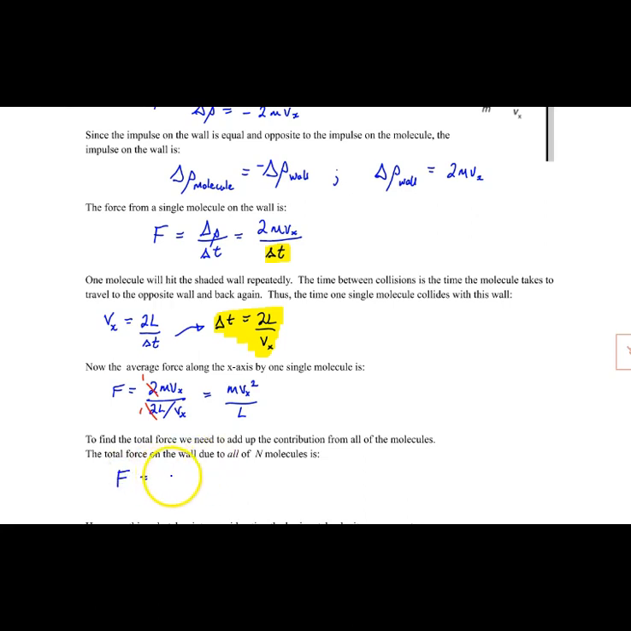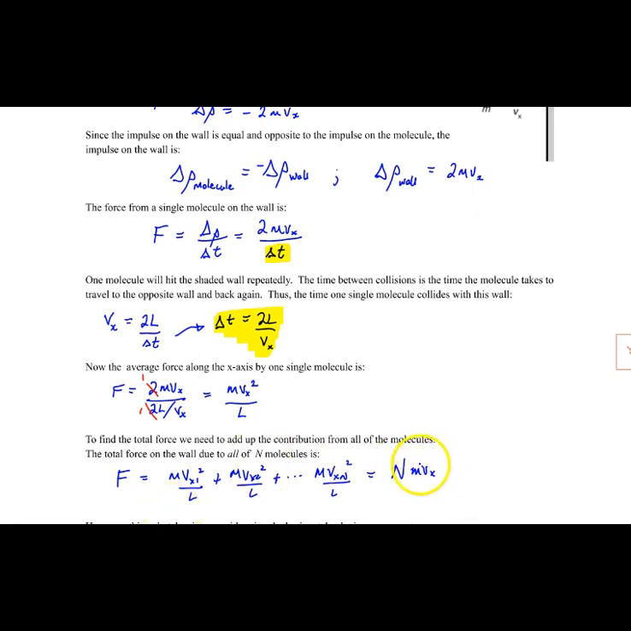Well, you would have, say, mvx1 squared divided by L, and then you have mvx2 squared over L, and then you basically keep doing that until you get to mvx of the nth particle divided by L. So you get all these molecules. So really what it comes down to is you could just say there are n molecules multiplied by mvx. And there's a bunch of these guys, really.